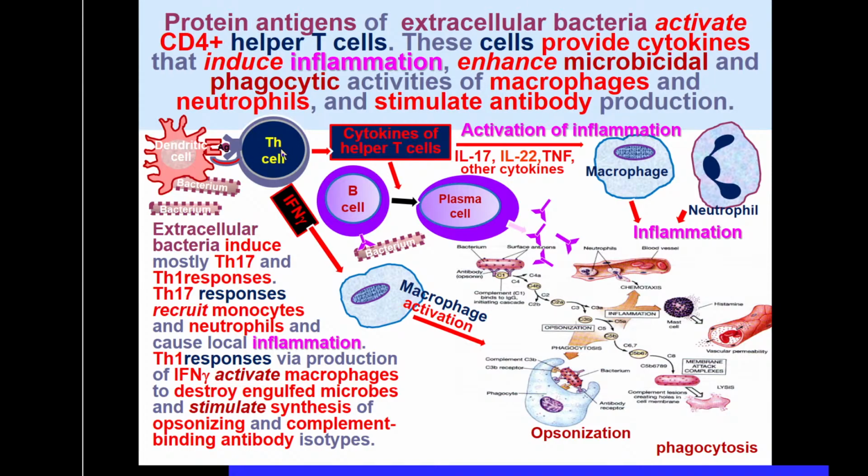First is transformation into a T helper 17 effector cell. T helper 17 produces such cytokines as interleukin 17. By the way, T helper 17 is named because it is the major producer of interleukin 17. It means a T helper cell is named after the interleukin synthesized by this cell. Except for interleukin 17, the T helper type 17 cell may produce interleukin 22, tumor necrosis factors, and other cytokines. But these cytokines were not produced in rather high concentration.